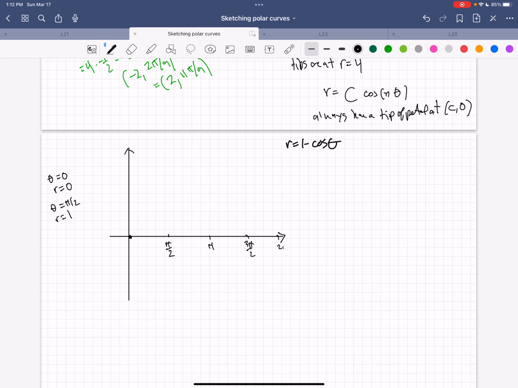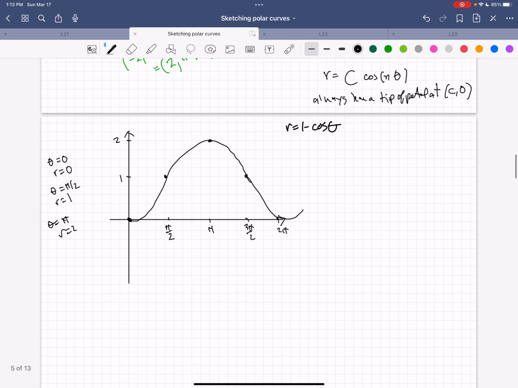let's say, so we have 0, 0. Then we're going to have a radius of 1 at pi over 2. And then when theta is equal to pi, radius is 2. Then we're going to go back down, and then back down. So this graph looks like this. Okay. So we can start putting in some of these points already.